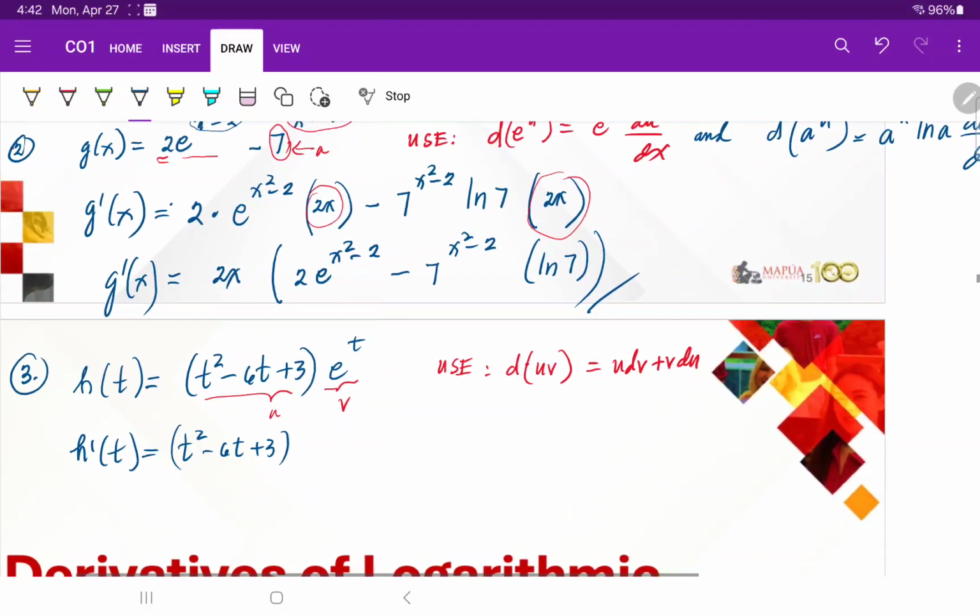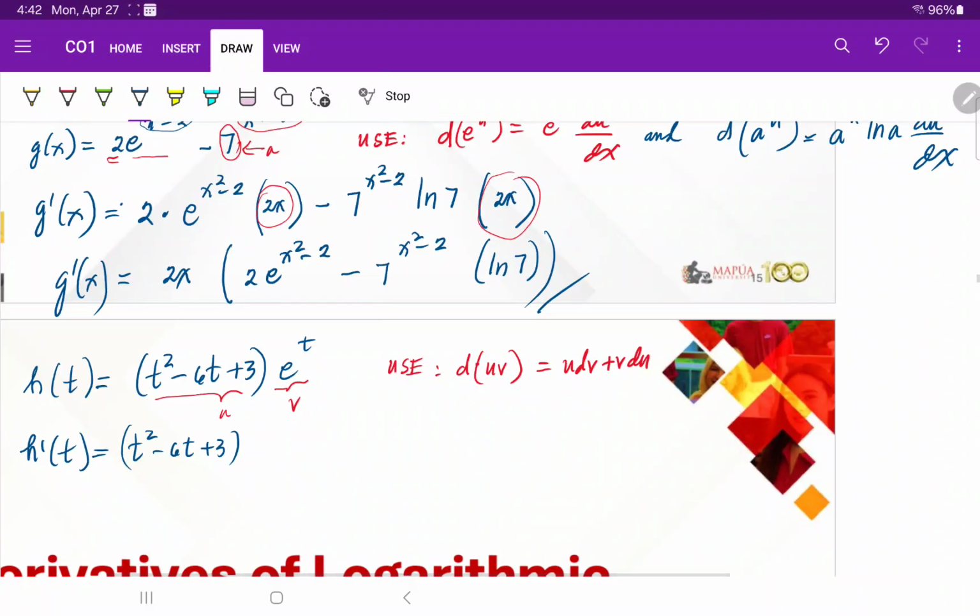So again, what's the derivative of e to the t? We use the derivative of e to the u, which is e to the u du dx. So it's e to the t times the derivative of t, which is 1. Okay, plus e to the t times the derivative of u. Your u is this one, so it's 2t minus 6.